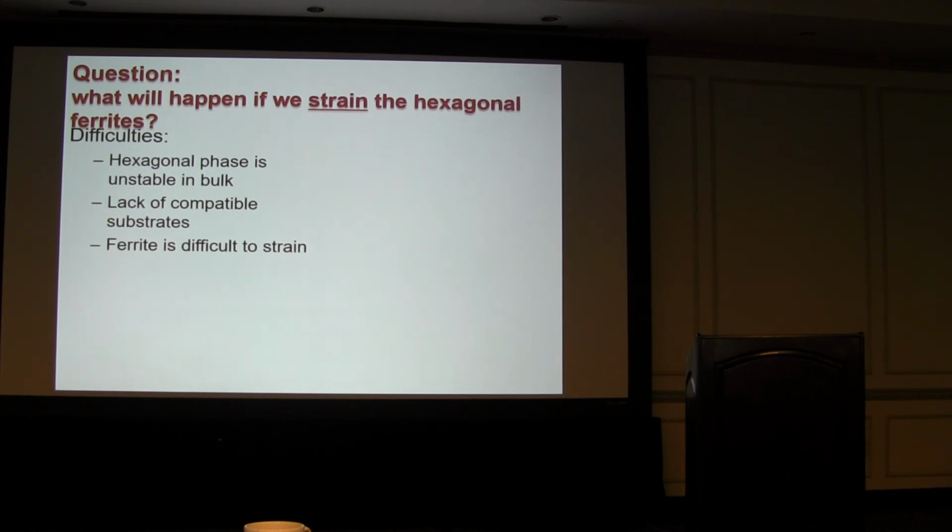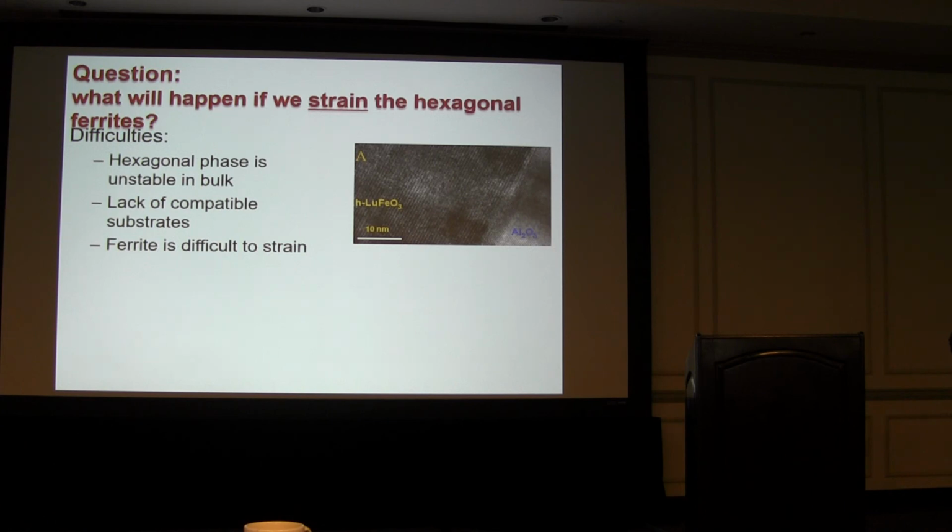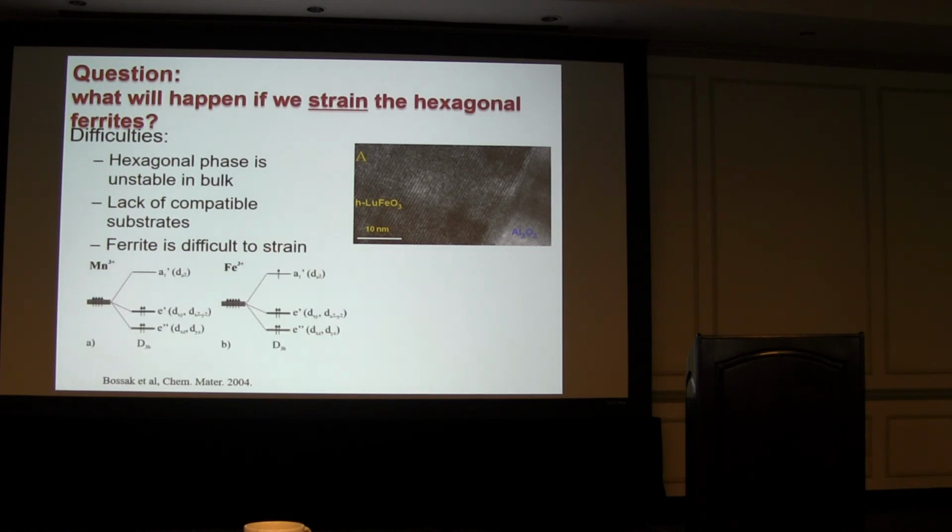What I want to talk about here today is another long-standing problem for this material. What is really the strain effect? If you apply a strain, what will happen? Why is this a long-standing problem? Because it's really difficult to attack. We know, as I said, the hexagonal phase is unstable in bulk, so you really have to deal with thin film. And although I said we can grow very nice thin films, all the substrates we have do not have the same structure as the hexagonal ferrite, so you don't have a very well-defined interface. And finally, there's the discussion that ferrite is very difficult to strain by itself.